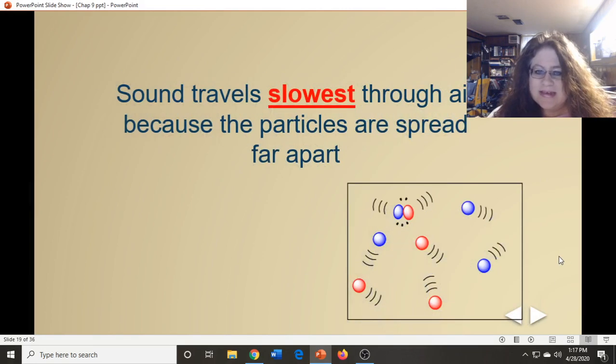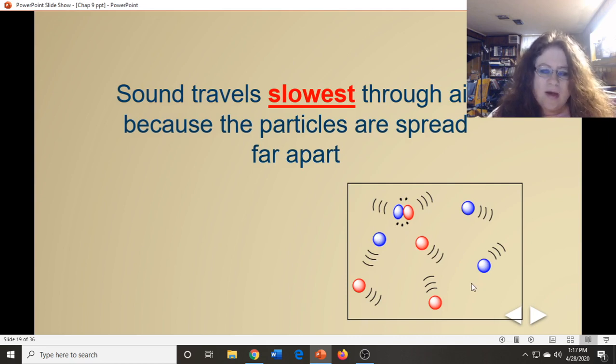Then we get to gas. Sound travels slowest through air, through gas, because the particles are spread far apart. And you can see in a gas, the particles are very far apart. So it takes the sound longer because it has to travel through the air, hit the particle, travel through the air again.